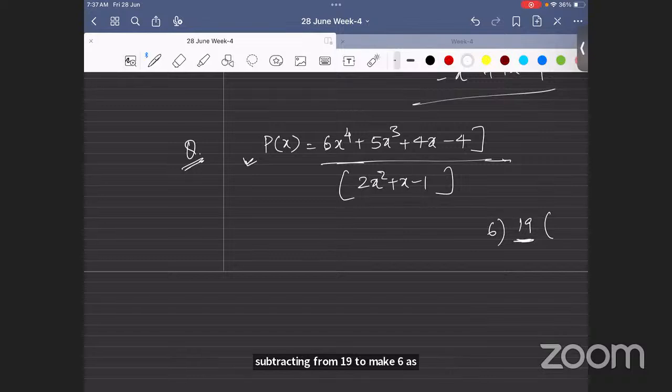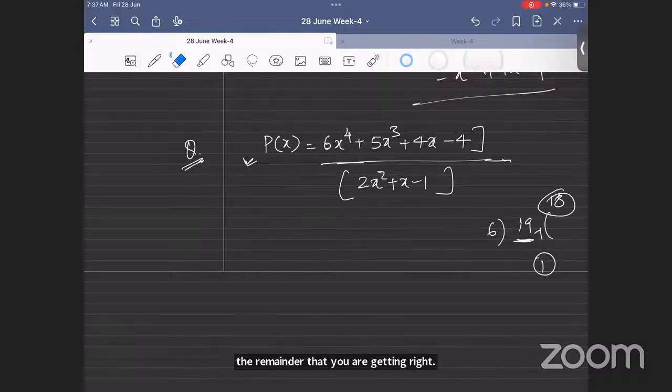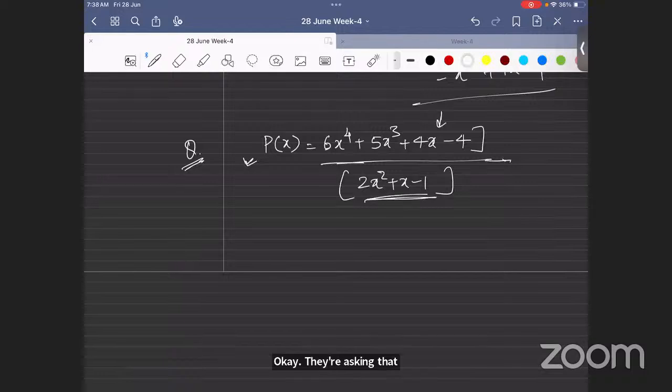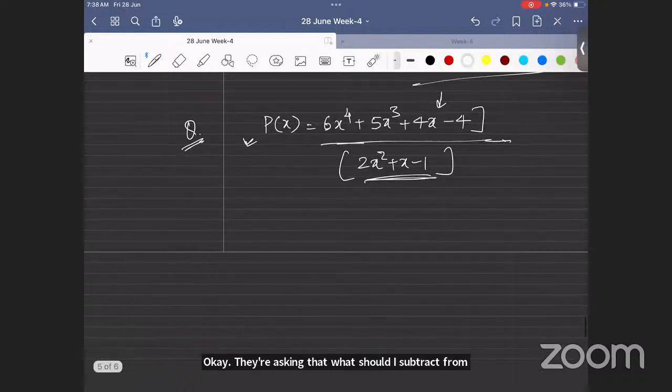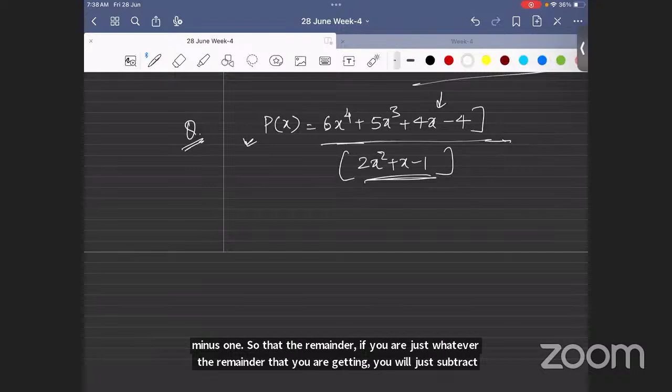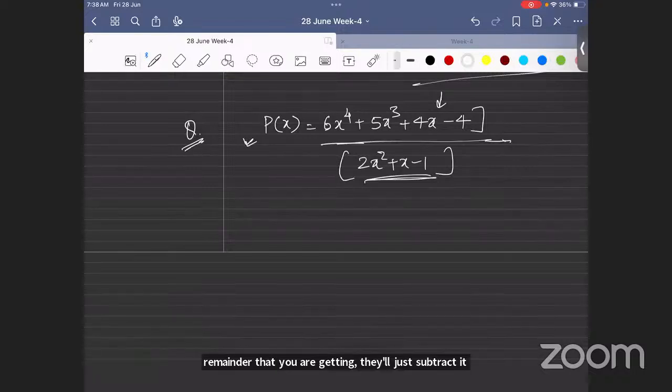So the remainder that you are getting, if you're just dividing 19 by 6, the remainder will be 1. And if you subtract this 1 from 19, that will be 18, and then you can divide it totally. So for this equation also, they're asking what should I subtract from this so that it will be divisible by 2x square plus x minus 1. Whatever remainder you get, if you subtract it, this polynomial will be totally divisible by 2x square plus x minus 1. Correct? Is it clear, or should I calculate the whole thing?